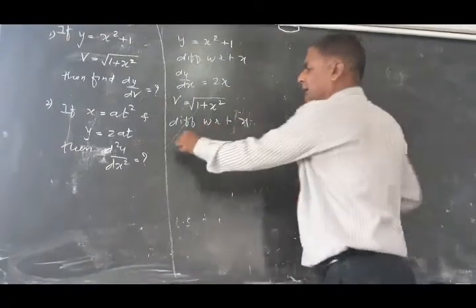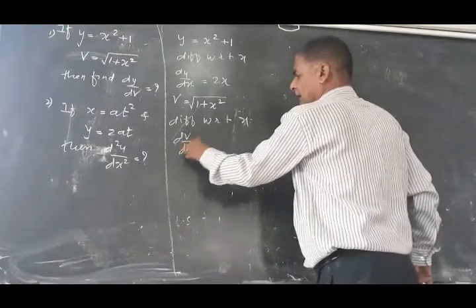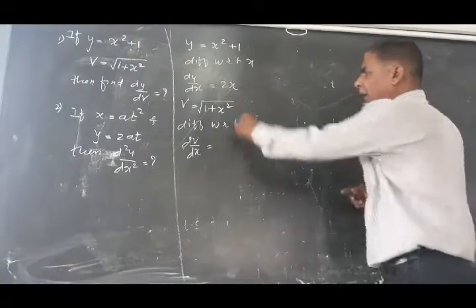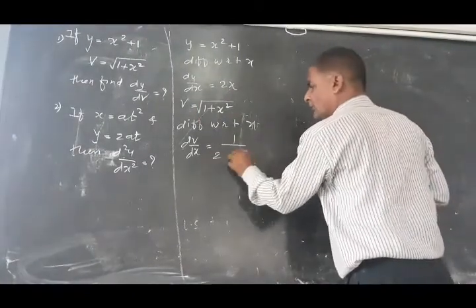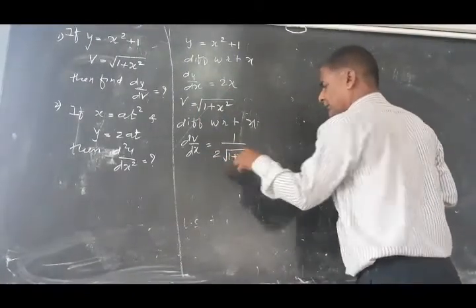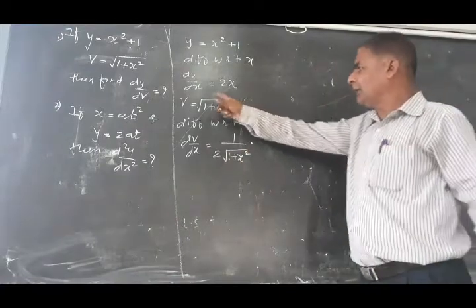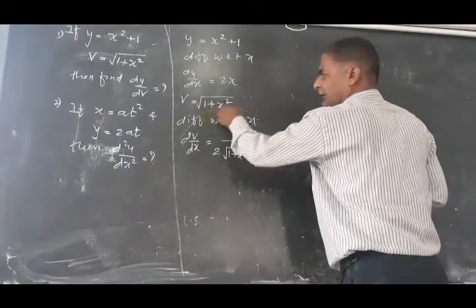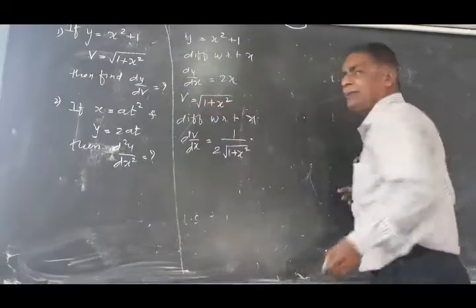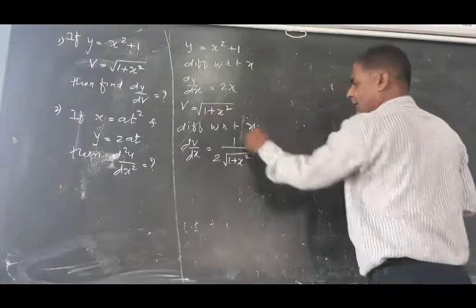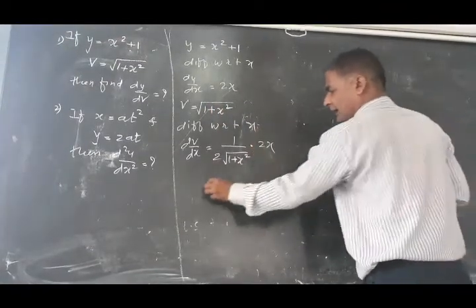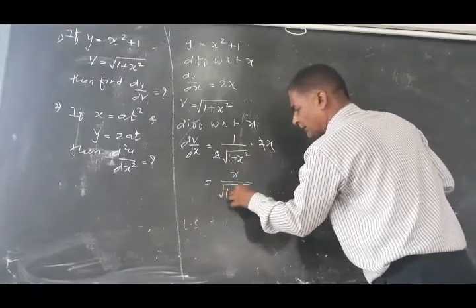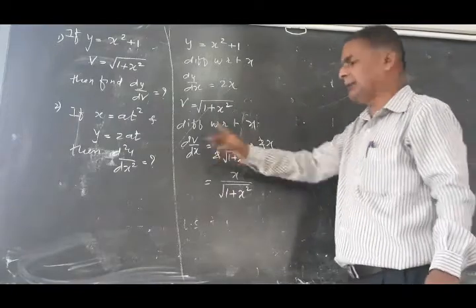Now dv upon dx is equal to, first, the derivative of the under root, that is 1 upon 2 root of 1 plus x square, into the chain rule. The under root part is the expression 1 plus x square, so again we find its derivative by the chain rule. The derivative of 1 is 0 and of x square is 2x. The 2 and the 2 cancel. So x upon under root of 1 plus x square is the final derivative dv upon dx.